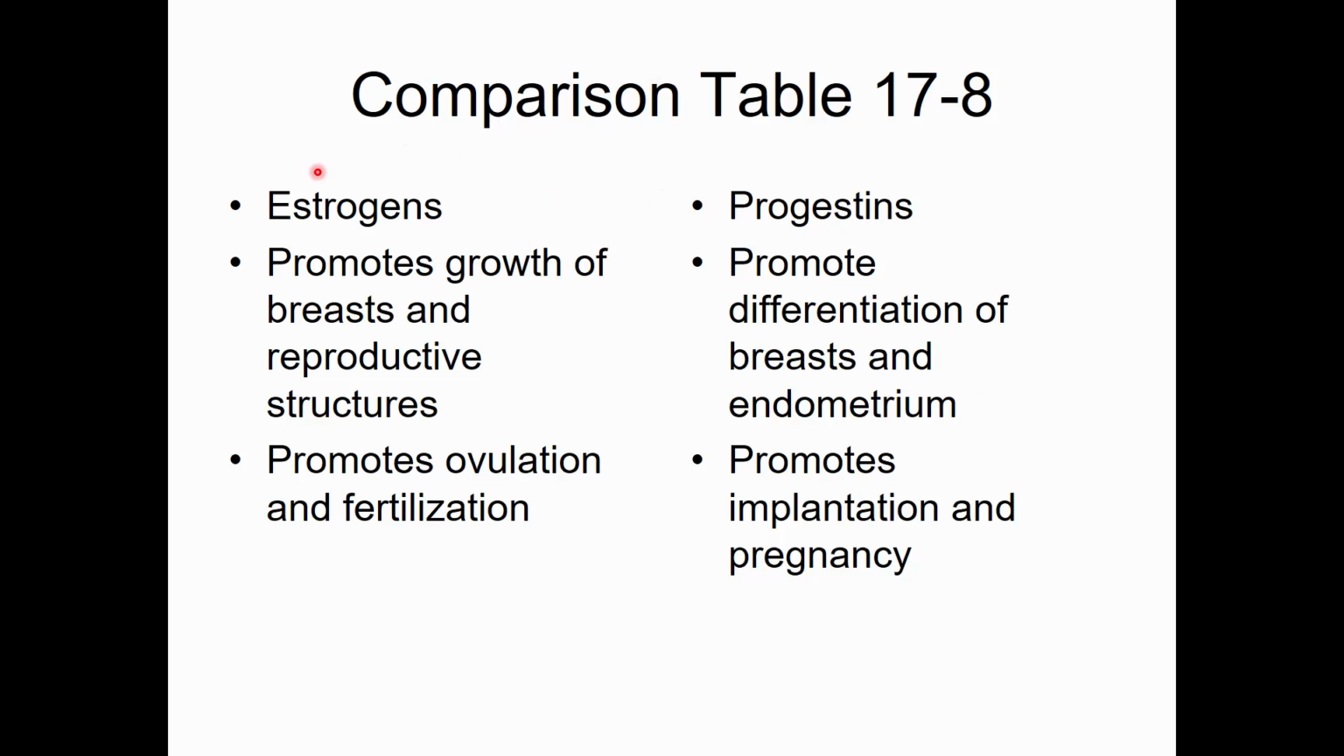So, two hormones. Estrogens cause cells to divide, promote growth of the breast, growth of the reproductive structures, and promote ovulation and fertilization. Progestins are differentiators. The breast differentiates into a gland. The endometrium differentiates into a gland. And progestins promote implantation of pregnancy. Progesterone inhibits smooth muscle contraction, keeping the uterus as relaxed as possible to promote implantation and a stable pregnancy.